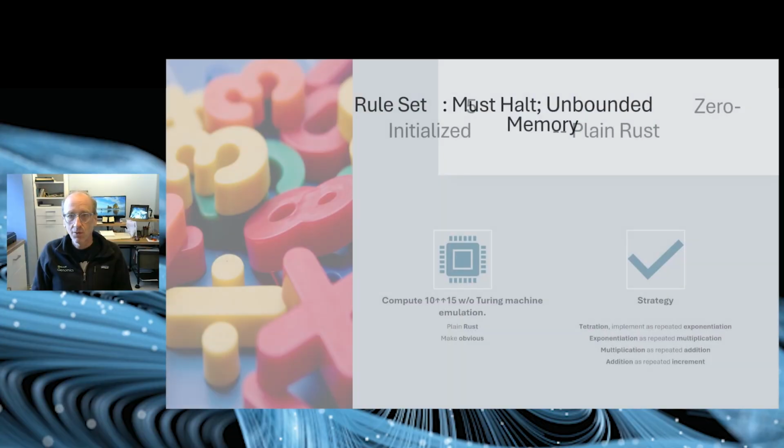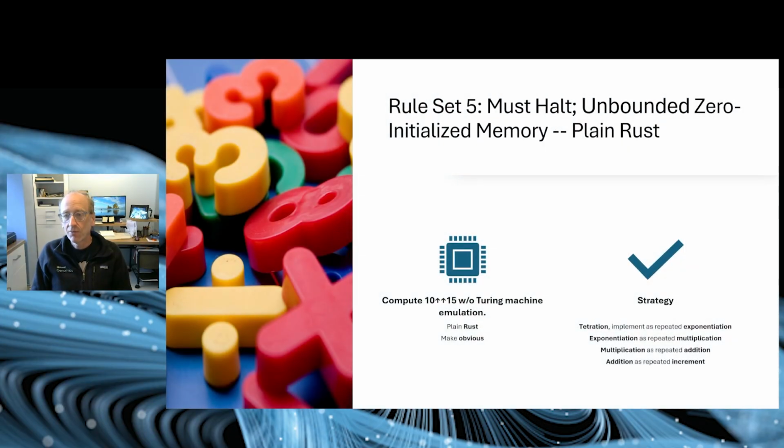So that brings us to our next rule set. Let's see if we can create a plain Rust program that halts, that has this unbounded zero-initialized memory, but that we can also understand. Specifically, we're going to try to compute 10 to the up arrow 15 without using a Turing machine, just using plain Rust, in a way that it's obvious that it's doing the right thing and taking at least that many steps.